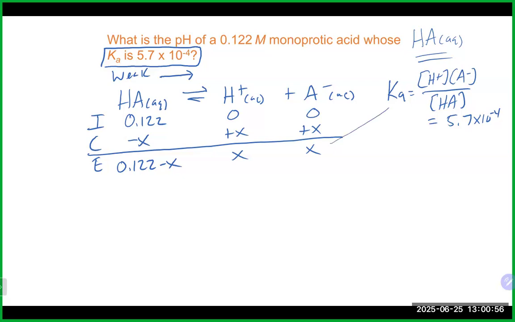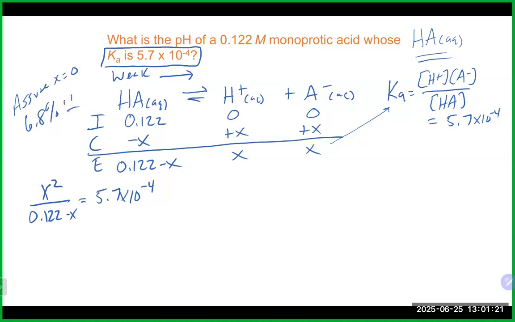So we're going to go into our expression here. That's going to give us x squared divided by 0.122 minus x equals 5.7 times 10 to the minus 4. That is a small value of K, so you can assume x is equal to 0, but because you are professionals, you know that's 6.8% and not a good outcome. So you get the unhappy face happening here. If you did the assumption, hopefully you checked it, because you would see it's 6.8% and it's too high. So we do have to solve it another way, and that's going to be quadratic in this case.